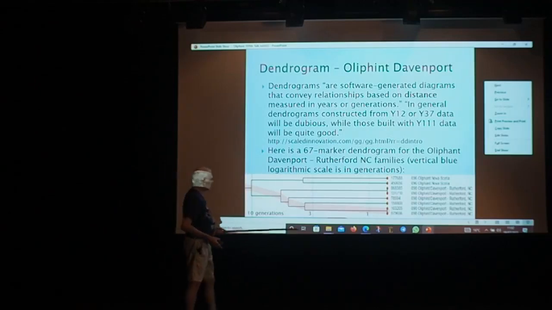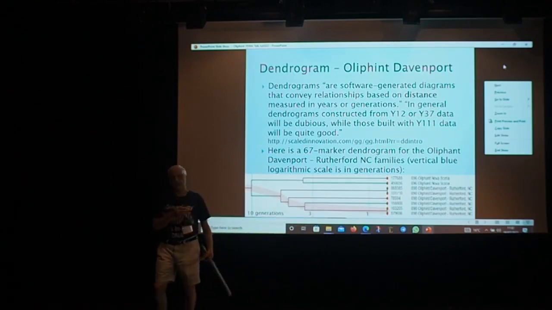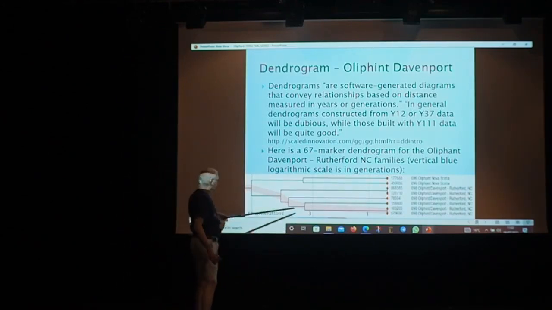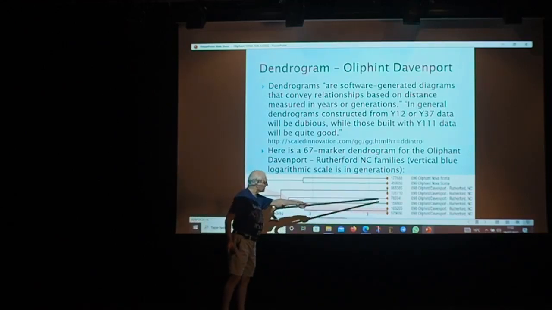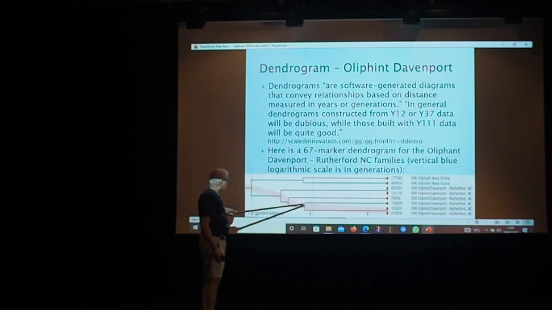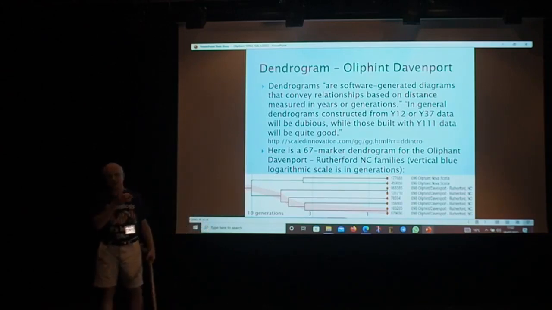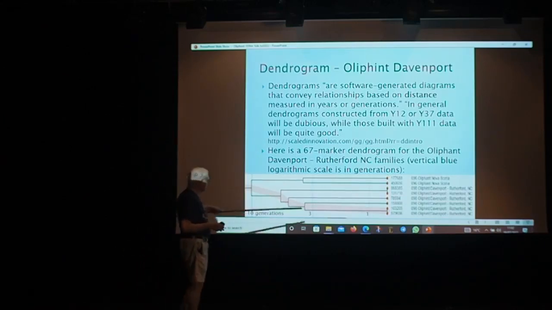So what does this show? Each of these points, what we're measuring here is the number of generations back to the most recent common ancestor. So the most recent common ancestor for these two guys and this one is right here, a little over three generations. Of course, you can't have a fraction of a generation going back. It's an integer number, but this is all mathematically calculated, so it's a little over three generations.